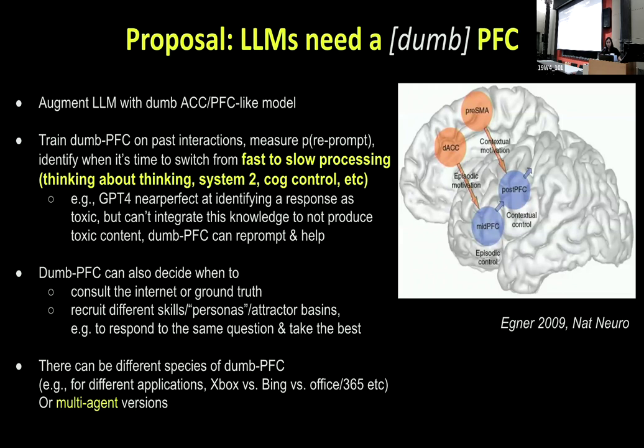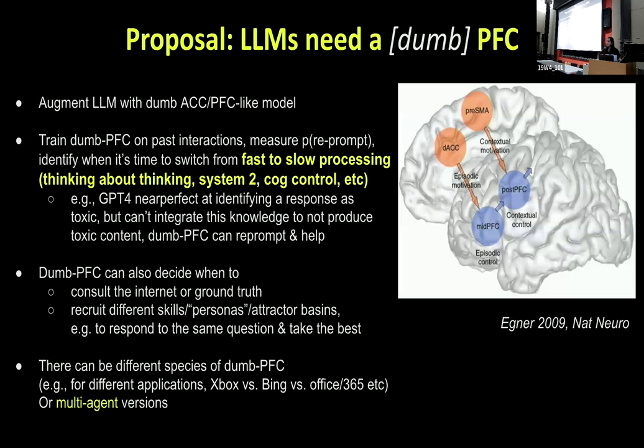And what you would want is, for instance, in cases where GPT has near perfect performance at identifying whether a response is toxic, but it can't integrate this knowledge to not produce toxic content, a dumb PFC can simply say, hey, this is a high probability, why don't you reprompt yourself? And dumb PFC can also decide when to consult the internet or ground truth or recruit different skills, personas, attractor Bayesians in this kind of dark matter of latent states of the LLMs to respond to the questions.